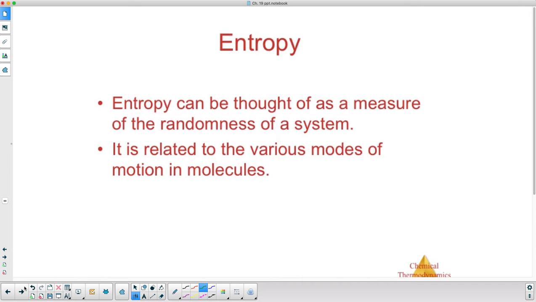Okay, let's continue on. Entropy can be thought of as the measure of randomness. That's another way to say it, measure of randomness of a system. If there's very little randomness, there's very little entropy. It is related to the various modes of motion of the molecules. We'll get into that more specifically.